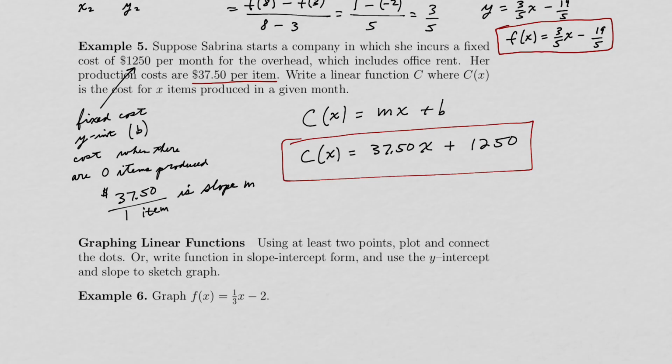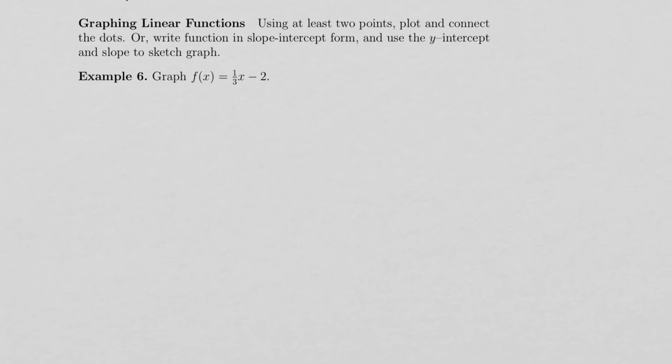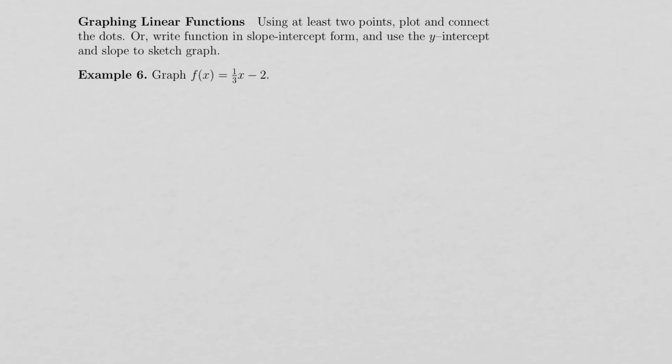Graphing. So let's review graphing. Again, we've done some of this before, but this question says, using 2 points, or at least 2 points, plot and connect the dots, or write the function in slope-intercept form and use the y-intercept and slope to sketch the graph. Okay. In this first example, that's probably the easiest way, right?